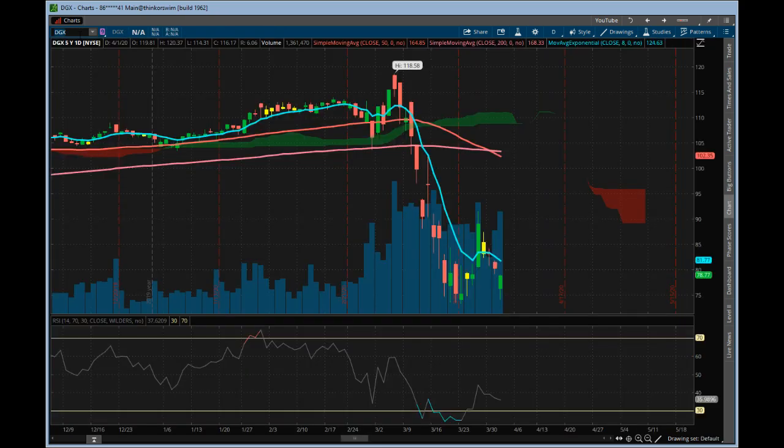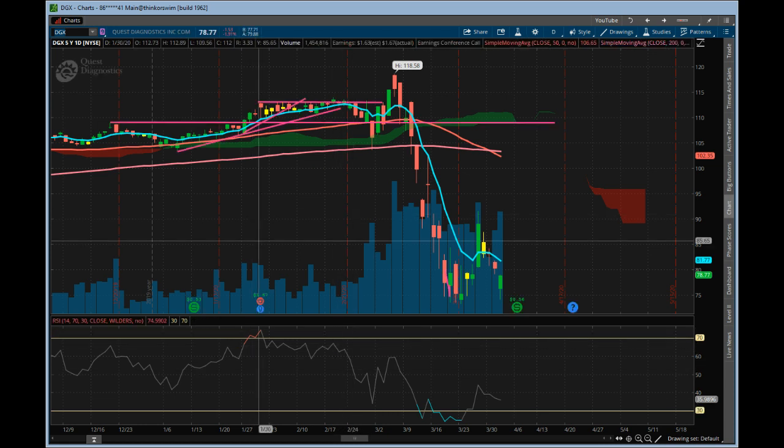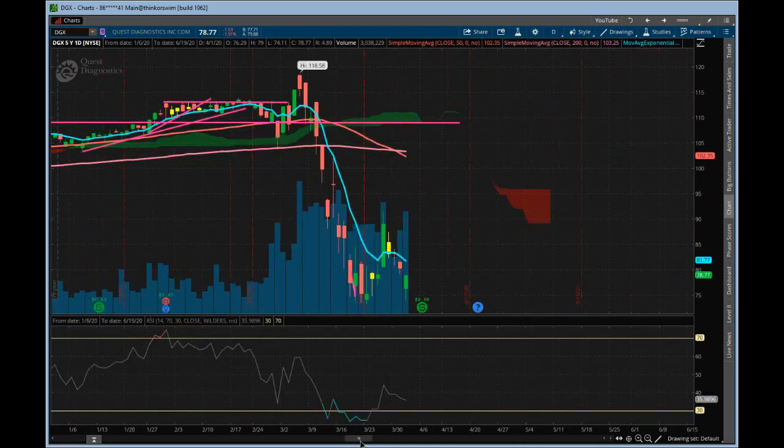DGX, another good testing stock here. We had a good swing on this one. Back yonder, I think we got a little swing along here when testing started going up, and then boom, just a flush to the downside, just the rest of the market for whatever reason.